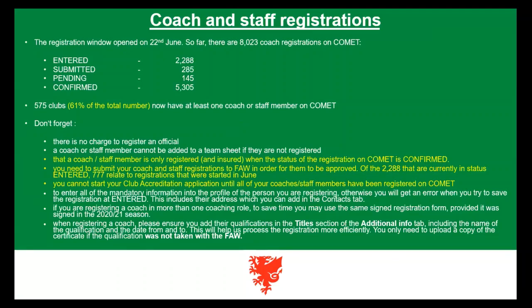Just a reminder that a coach or staff member is only registered and insured and covered by the personal accident insurance when the status of their registration on COMET is at confirmed. So please make sure that you submit your coach and staff registrations when you've got the signed registration forms uploaded to them. We've got 2,288 registrations for coaches and staff currently at entered status, and a large number of these, 777, were started in June, so there's been quite some time for people to sign their forms. So we would just remind you, if you've got that form signed and uploaded, to make sure you do submit it to get the registration finalised.